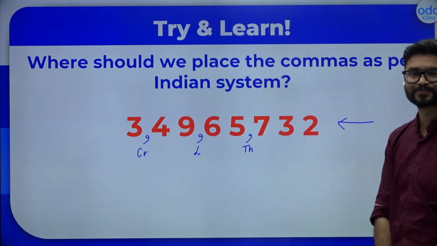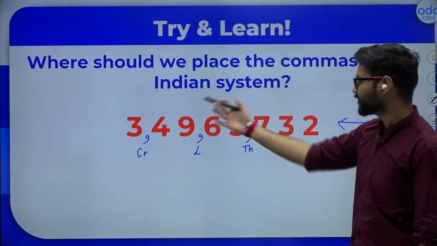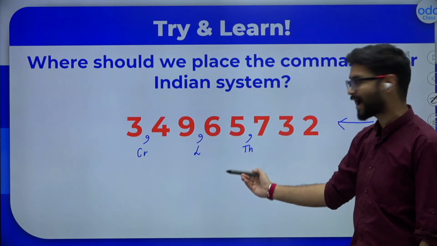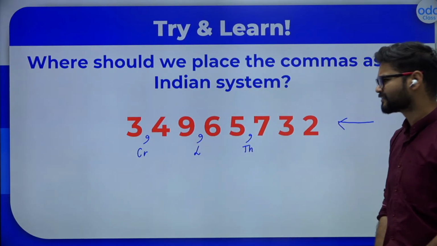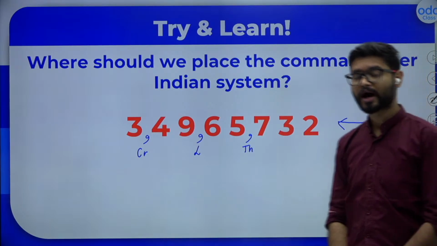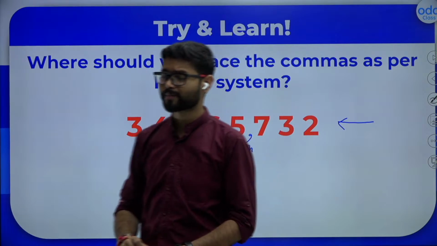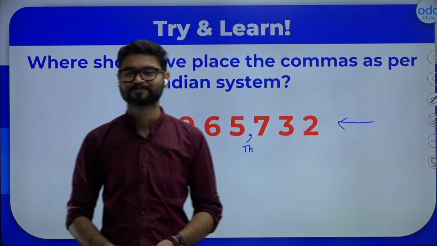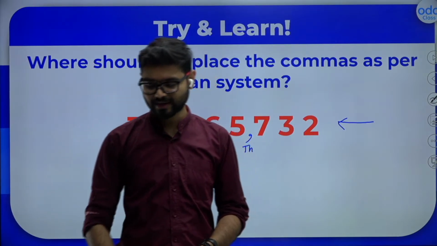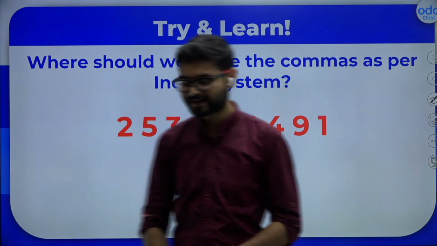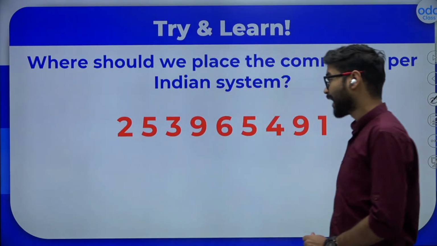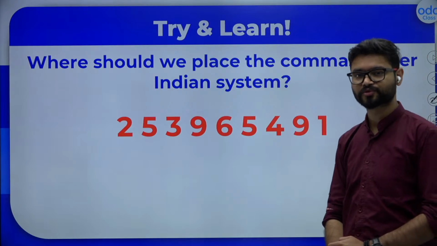Can you read this number now? This is 3 crores 49 lakh 65,732. Once I have introduced commas, how easy it has become. Let's try one more example so that all of you guys can understand this in a better way. After this, I'll give you some quizzes to solve.